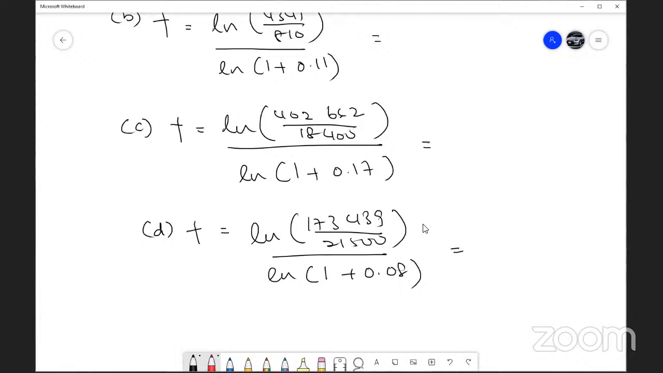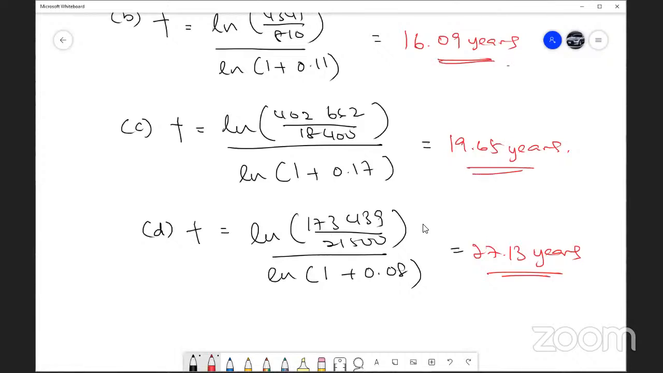If you use a financial calculator, you just compute N. Very simple: 16.09 years, 19.65 years, and 27.13 years. So for those with a financial calculator, please practice with it. Don't wait until the end of the semester or the exam to explore it. You're going to be too late by then. Try to explore it now.